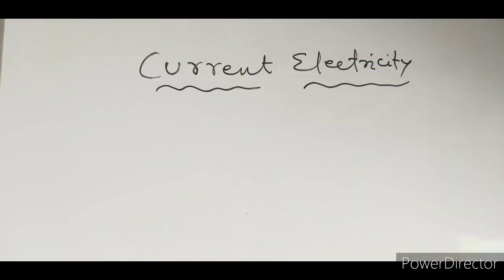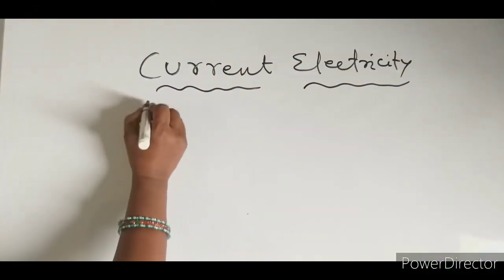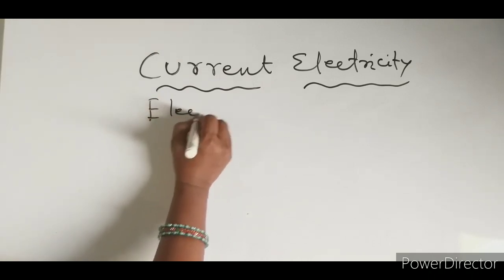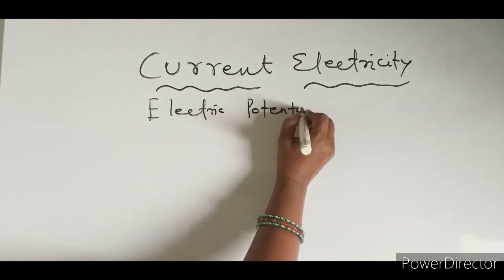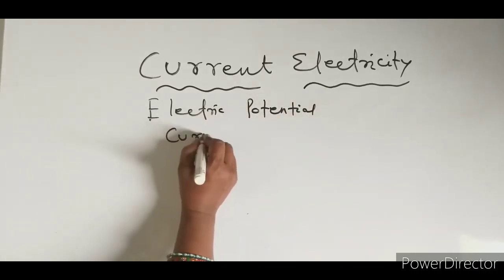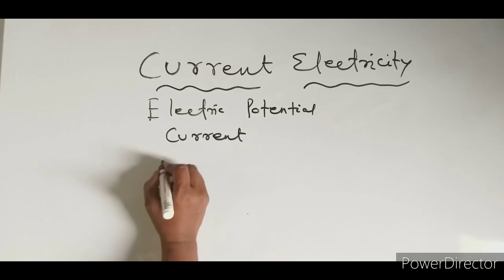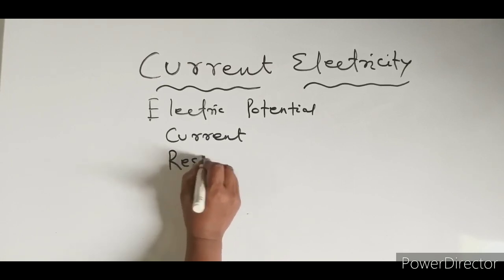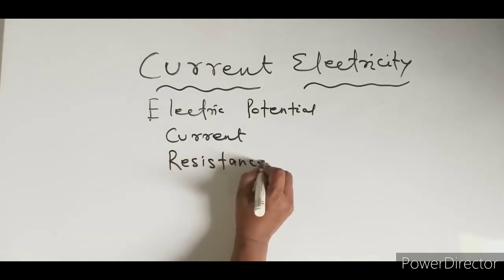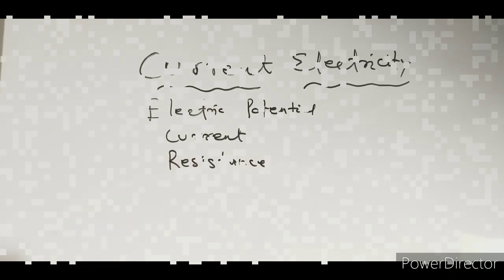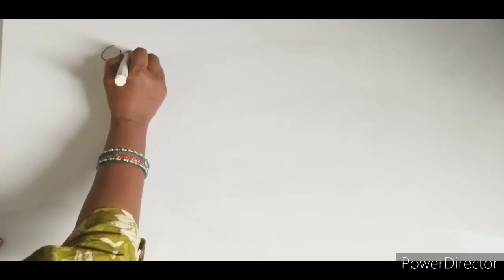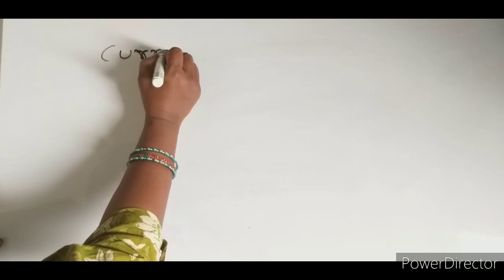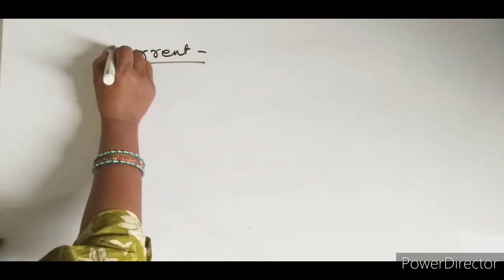What quantities are there in current electricity? Those are potential or electric potential, current, and resistance. And their relation we will discuss. So first fundamental quantity of this chapter, let us discuss about current.